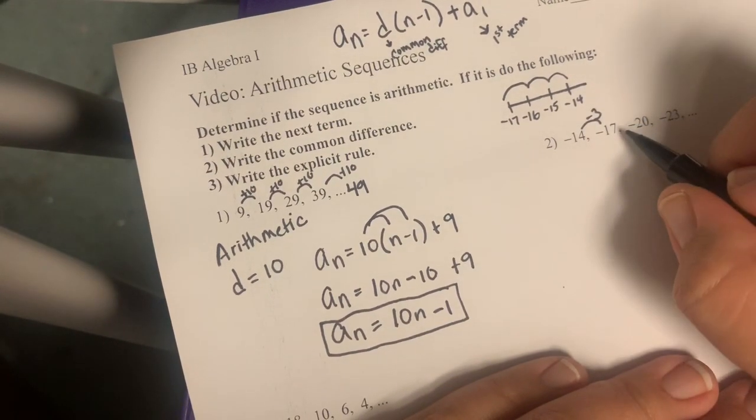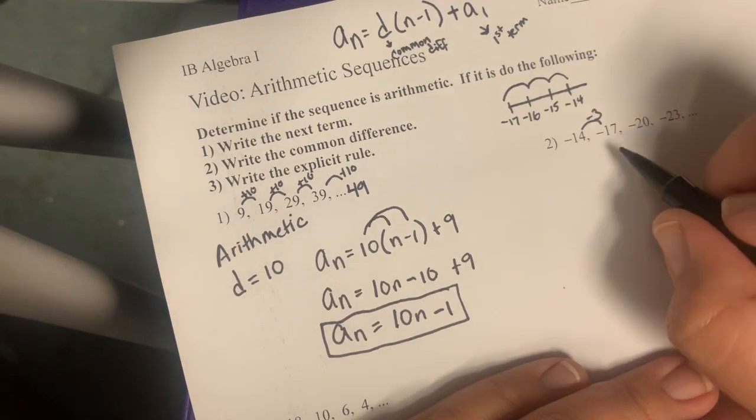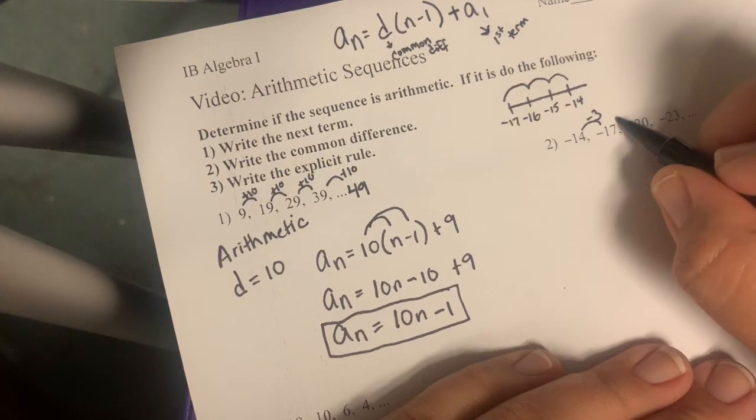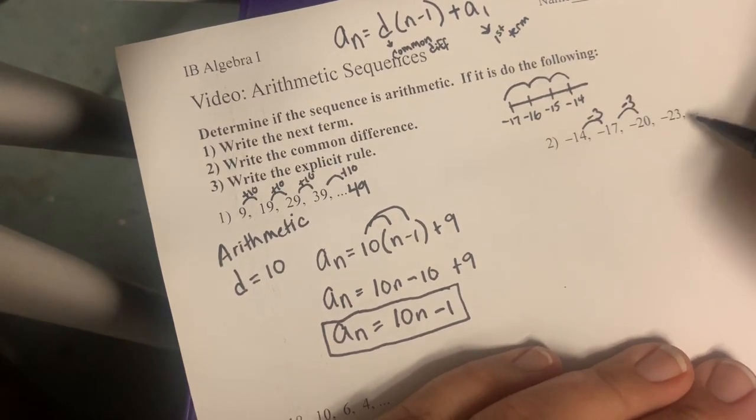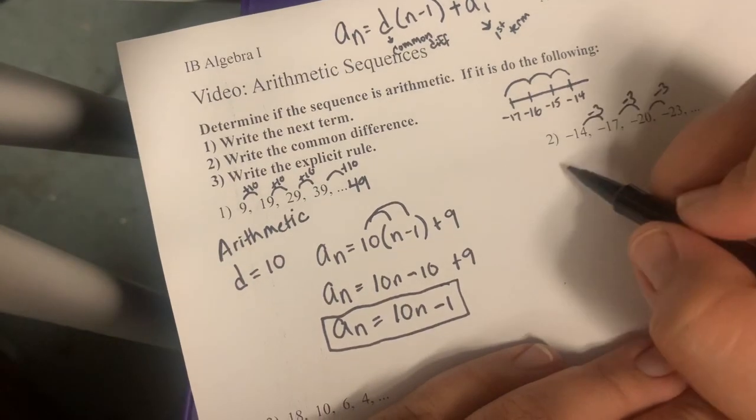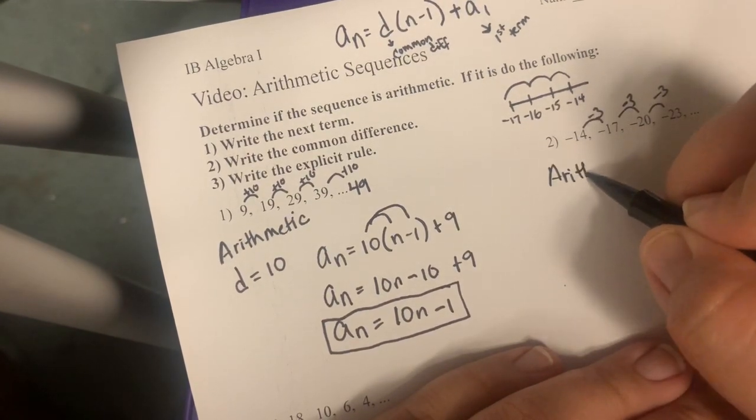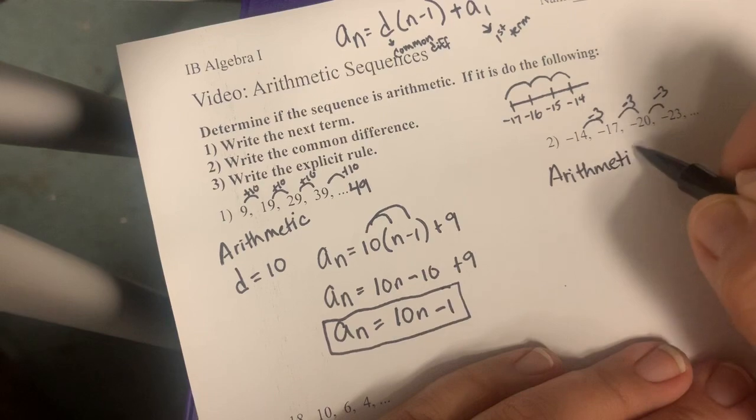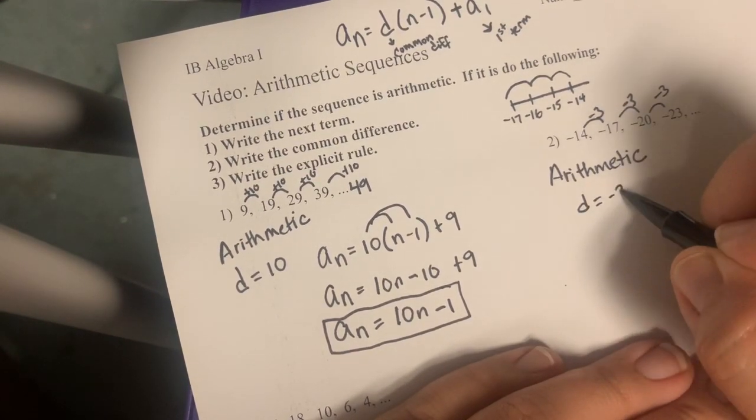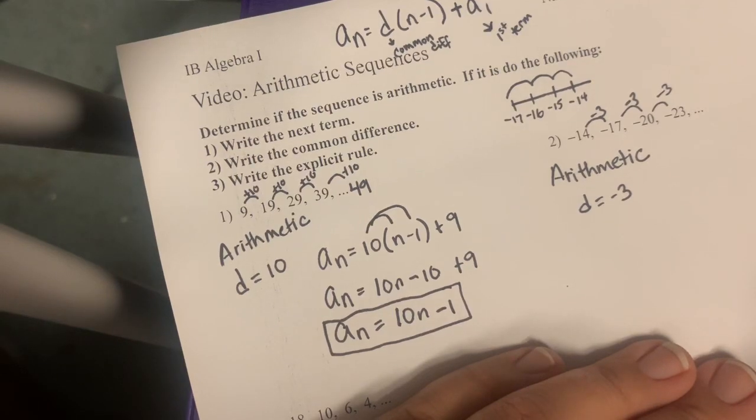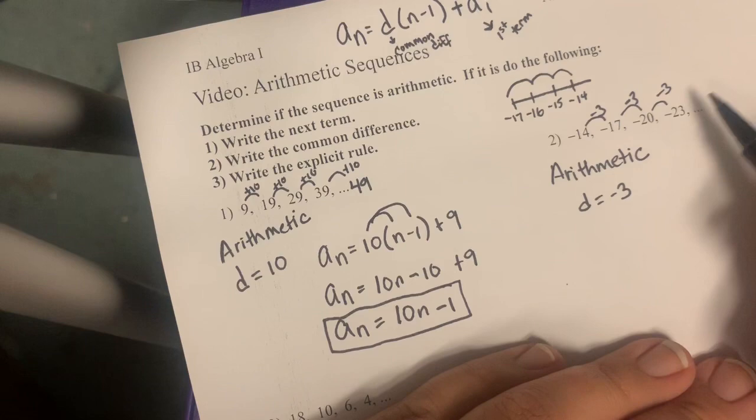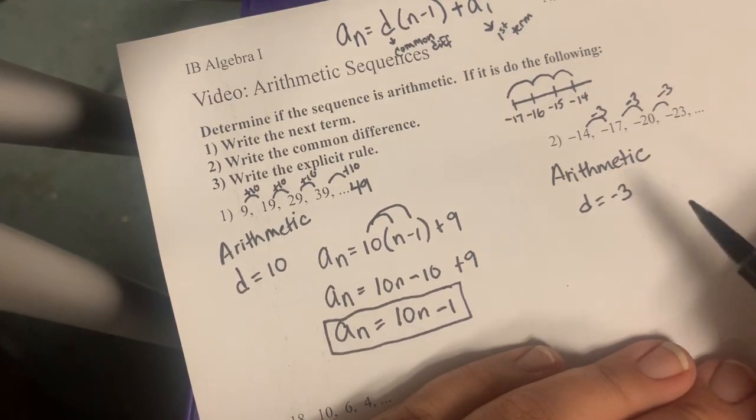And I'm going from negative 17 to negative 20. I'm going to go 17, 18, 19, 20. So it's another 3. Subtracting 3. 21, 22, 23. Subtracting 3 again. So this is also an arithmetic sequence. But this time, the sequence is going down. It is decreasing. It's decreasing by a common difference of negative 3. So if it's going down, then the common difference is negative, which tells me that it's subtracting.